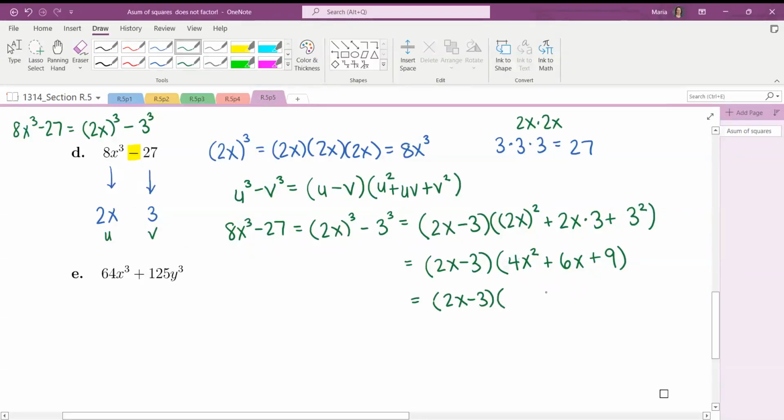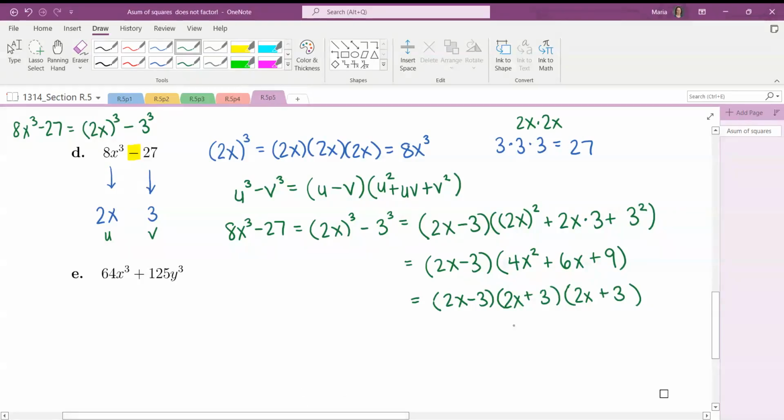If you do that, you should get, this one's kind of easy, 4x squared is going to break down into 2x times 2x. And then positive 9 breaks down into 3 times 3. And then since everything's positive, both signs are going to be positive. So that's what this one is going to look like.